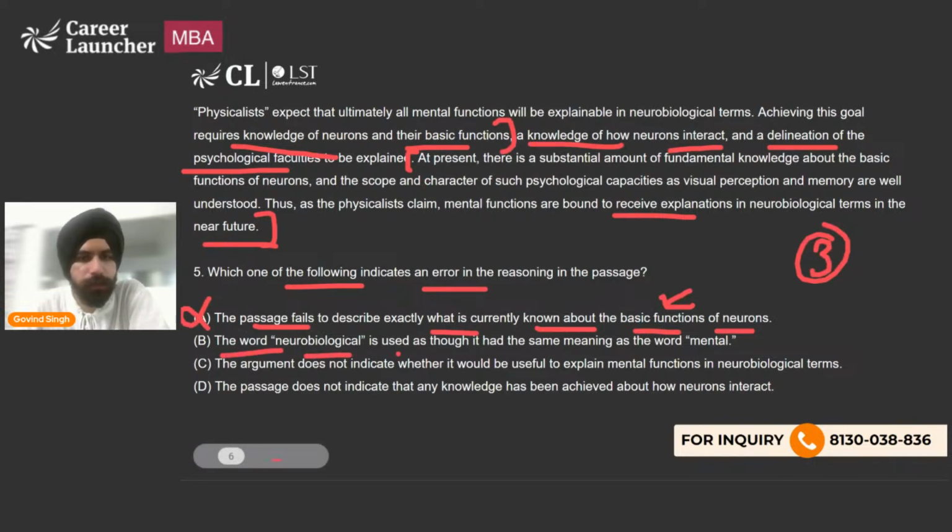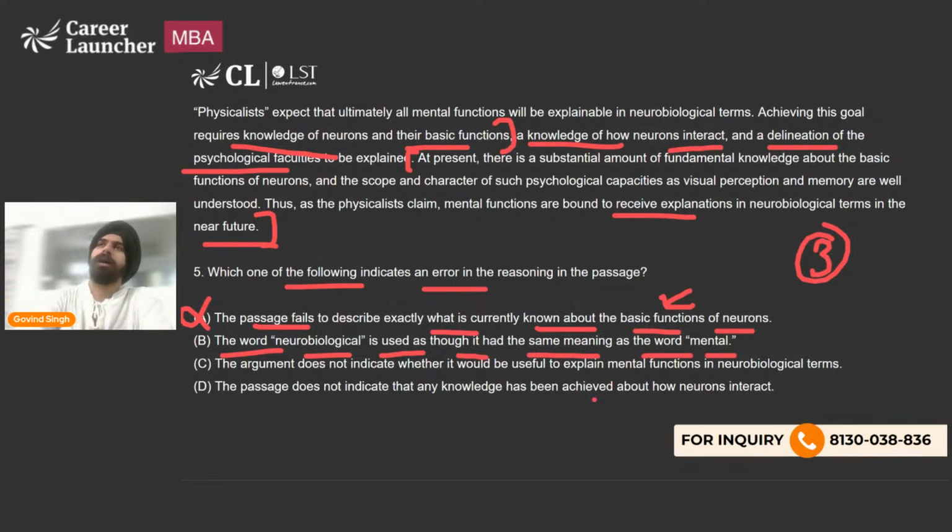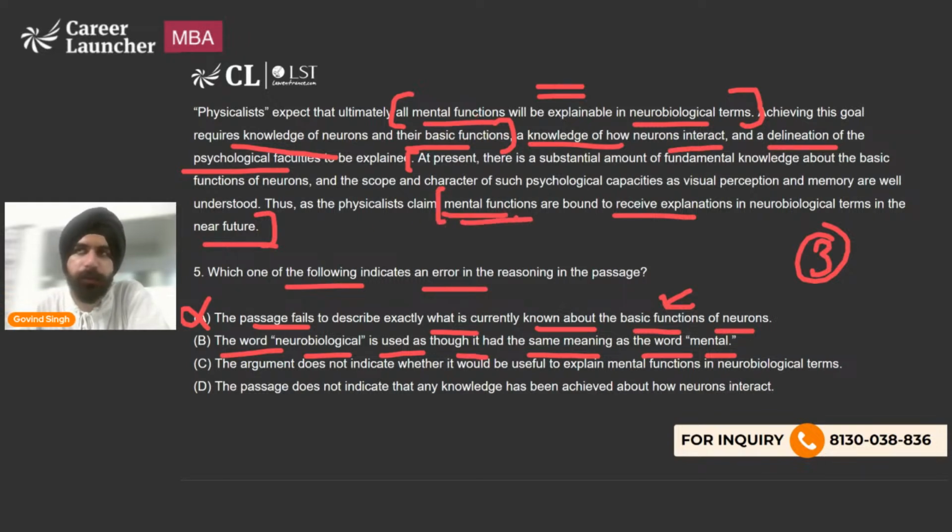B: The word neurobiological is used as though it had the same meaning as the word mental. This is a tricky option. ये आपको कंफ्यूज करने के लिए कि न्यूरोबायोलॉजिकल को मेंटल से रिप्लेस कर दिया गया. मेंटल फंक्शंस अलग होता है, न्यूरोबायोलॉजिकल अलग होता है. देखो, if you are explaining mental functions in neurobiological terms, that means they have a similarity, they have a link, and the same mental functions term is used in the last line as well, which helps us confirm and consolidate कि सेम चीज की ही बात हो रही है, चाहे वो न्यूरोबायोलॉजिकल टर्म्स हो चाहे वो मेंटल फंक्शंस हो, सेम बात हो रही है. So the difference in the usage of word is not an error which we are looking at.